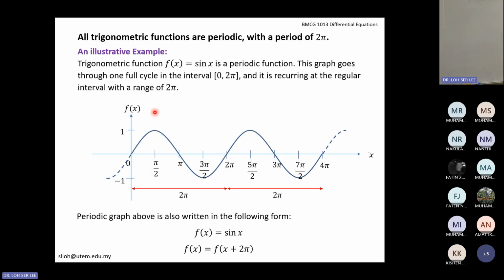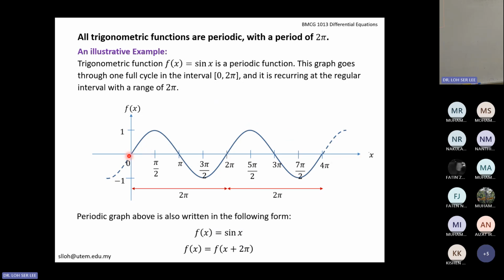All trigonometric functions are periodic with a period of 2 pi. A period of 2 pi means that for cos, sine and tangent, you have one full cycle in 2 pi. This is the sine function, so up to this 2 pi is one full cycle of sine x. Then when you copy this and paste it, you get another one, up to infinity.